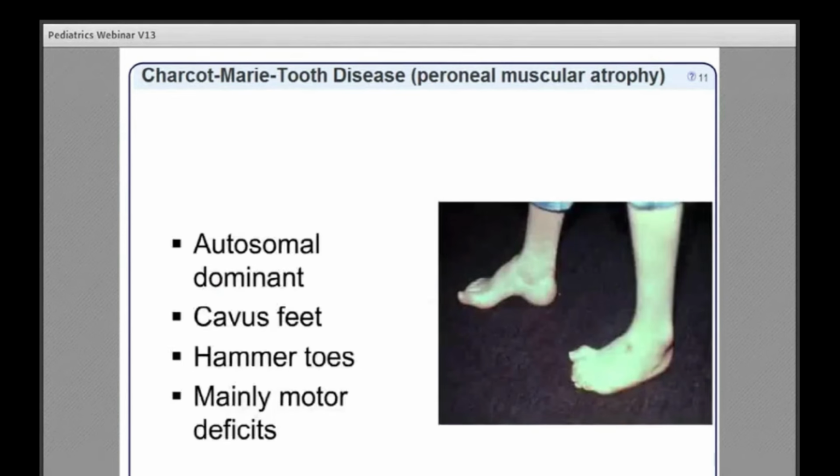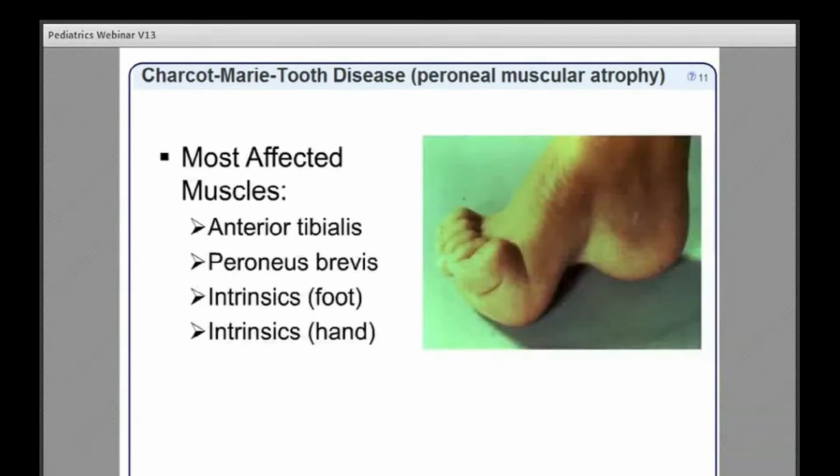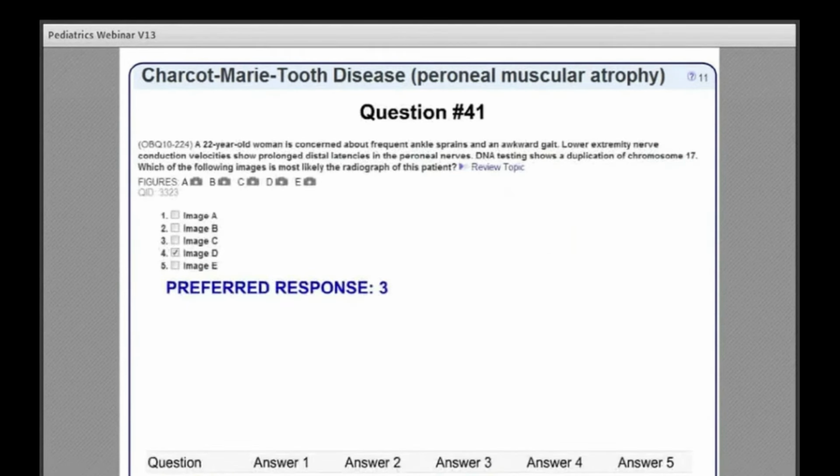Charcot-Marie-Tooth disease is an autosomal dominant disorder that causes cavus feet, hammer toes, and mainly motor deficits. The most affected muscles are the anterior tibialis, peroneus brevis, and the intrinsic muscles of the foot and the hand. Back to the question. Which of these images shows that typical x-ray consistent with Charcot-Marie-Tooth disease? The preferred response is image C, and 73% of you got this correct, which is excellent.